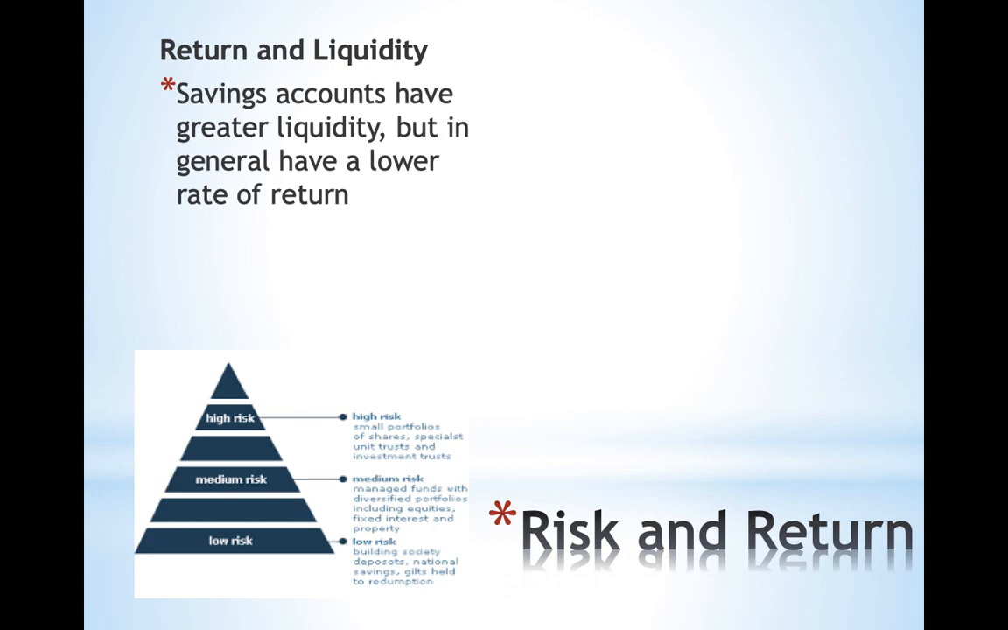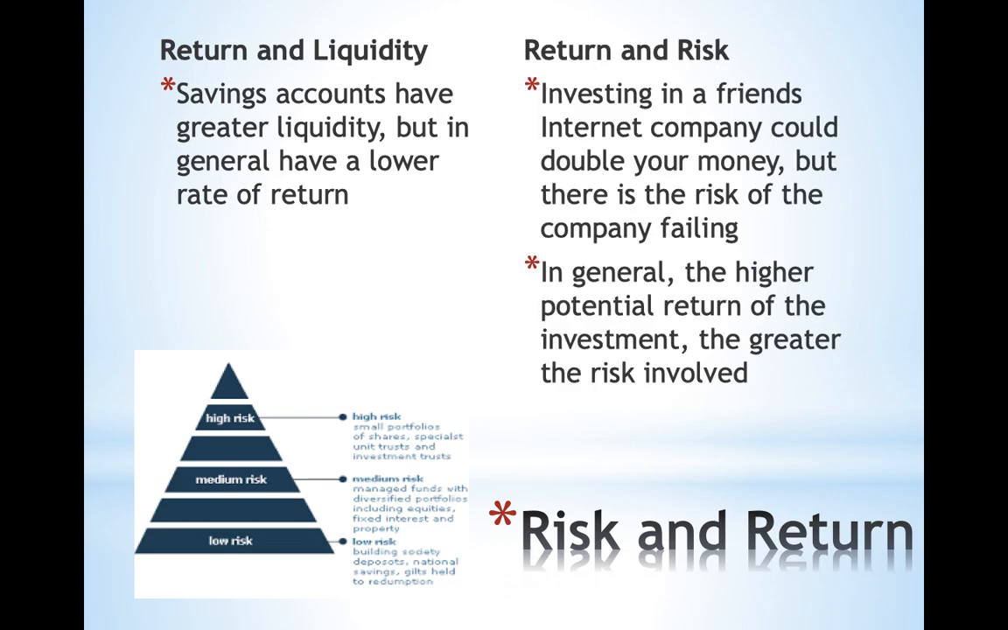So something that is high liquidity, so easily converted into cash, usually does not have a high rate of return. Whereas something like a home, which is not super liquid, is going to have a higher return. To say things a different way, if you invest in an internet company with your friends, you could double your money. Or you invest in their app startup because they're really good at coding, you could make a lot of money, but their company could also fail. And so this is the high risk, high reward, low risk, low reward.